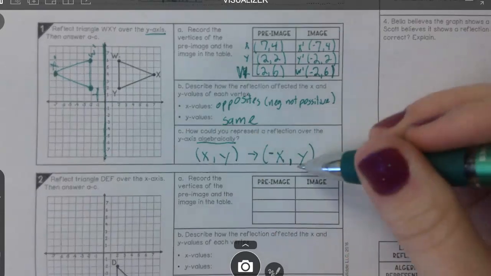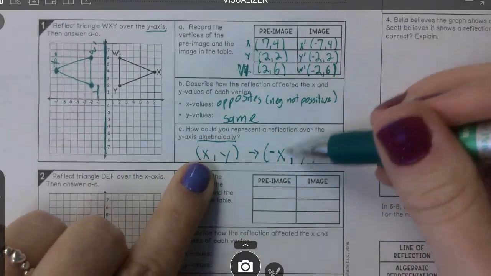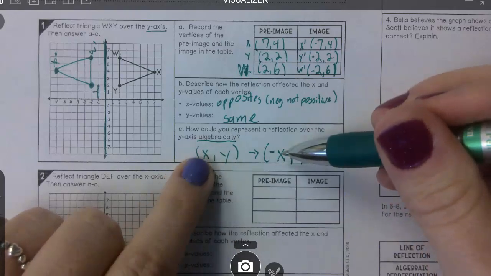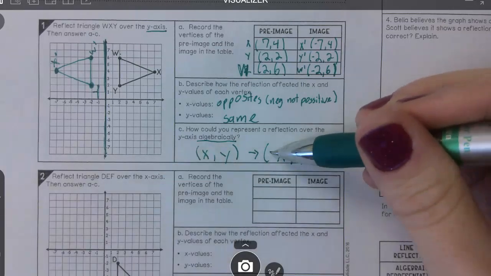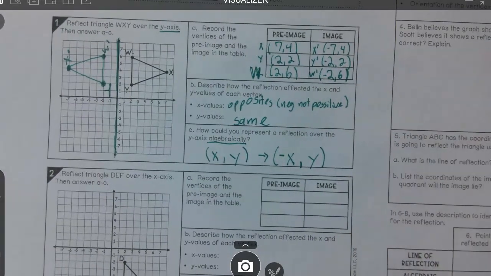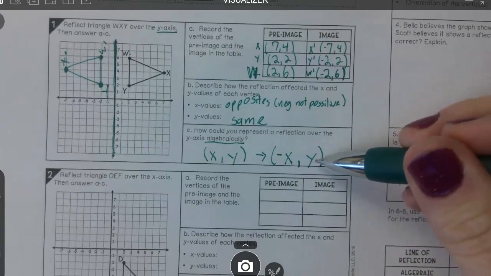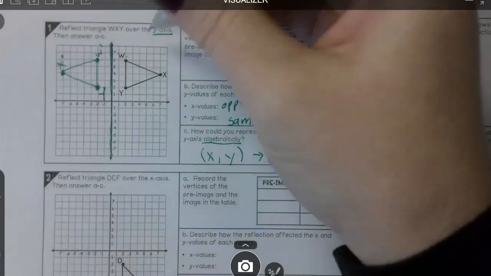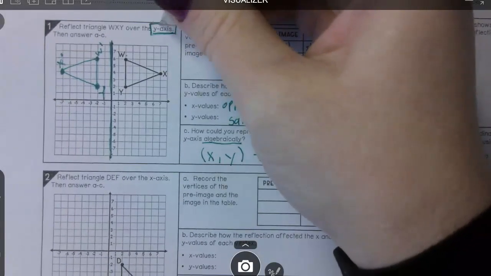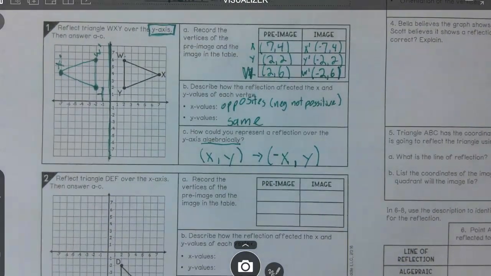Okay, so this is the notation that tells us whatever x was, we're going to do the opposite. If this was positive, this is negative. If this was negative, this is positive. This negative right here, think of it as doing the opposite. And the y value is going to stay exactly the same. Now this rule only works when you are reflecting over the y-axis. So I'm going to highlight that bit of information right there, because that rule works only when you're going over the y-axis.